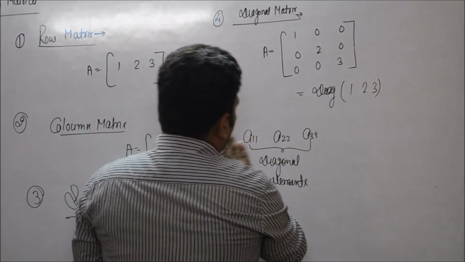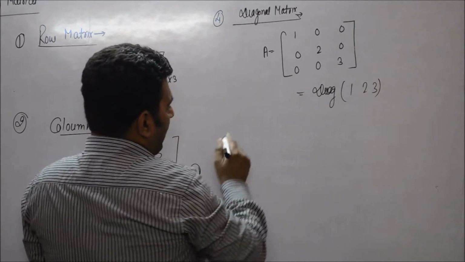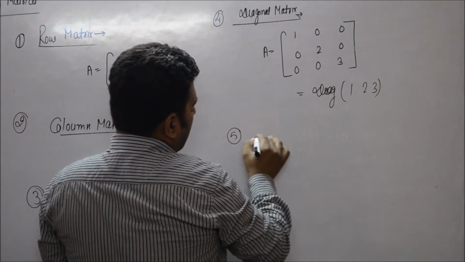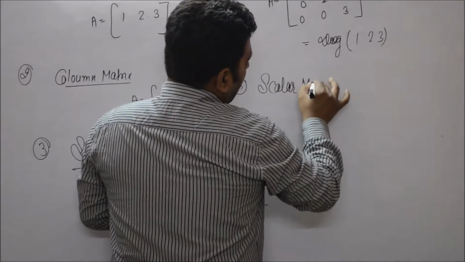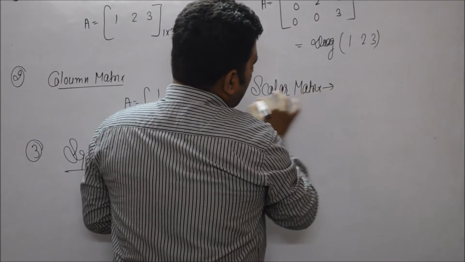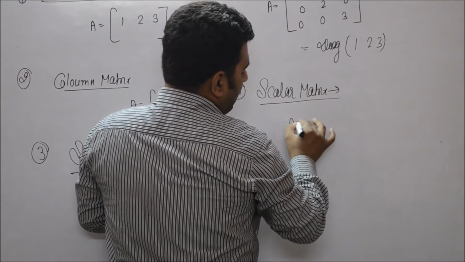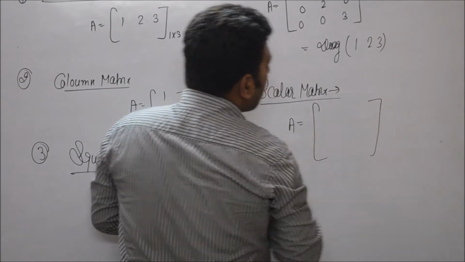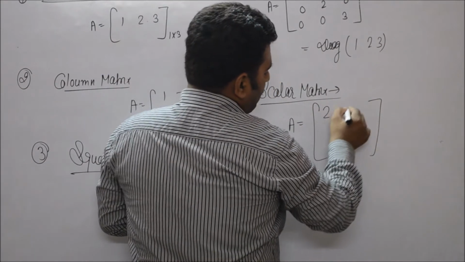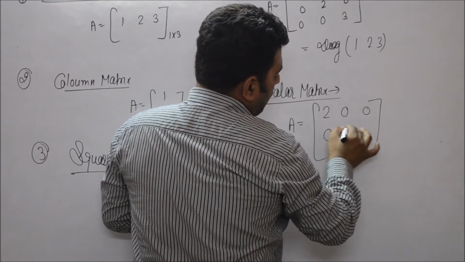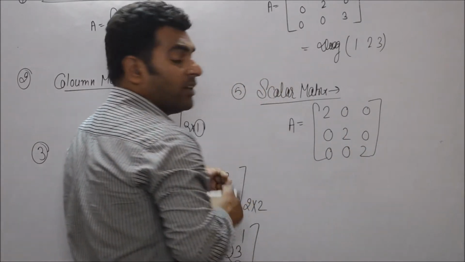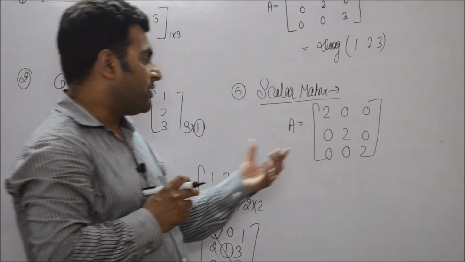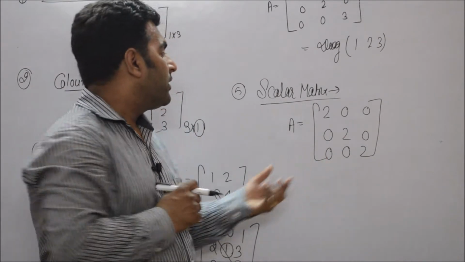After the diagonal matrix, another matrix comes, called the scalar matrix. A scalar matrix is a special kind of diagonal matrix. In this matrix, all main diagonal positions are equal. If I write it like this, then this matrix is a scalar matrix. Of course, this is diagonal as well as scalar.